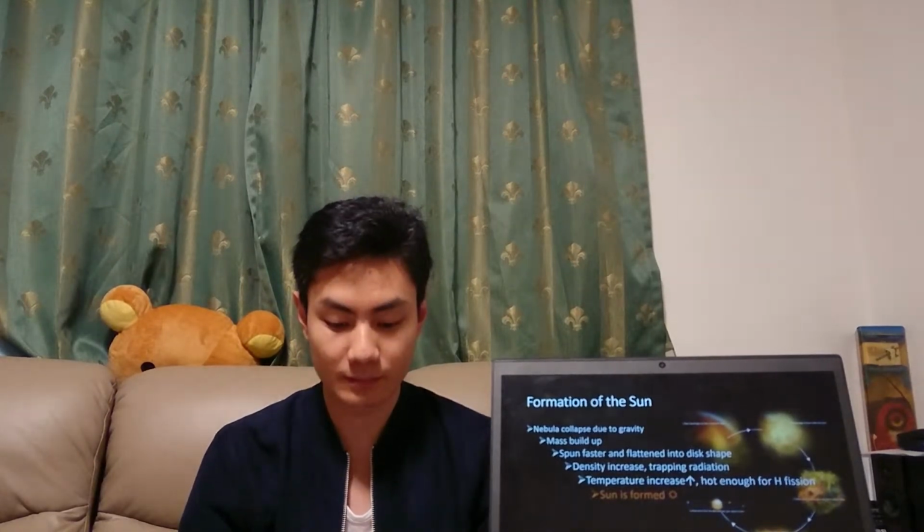In the middle of the collapsing cloud is the birthplace of our Sun. When gravity increased around the center, mass accumulated. And in order to keep the angular momentum, the gas and dust surrounding it started to spin faster and flatten into a disk.